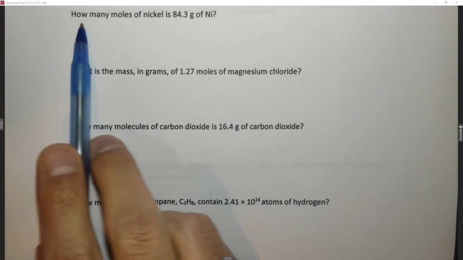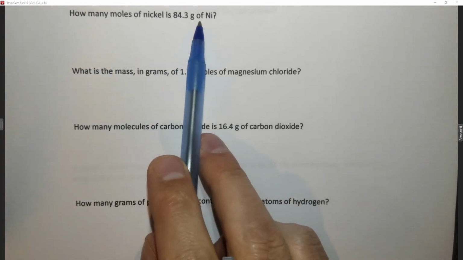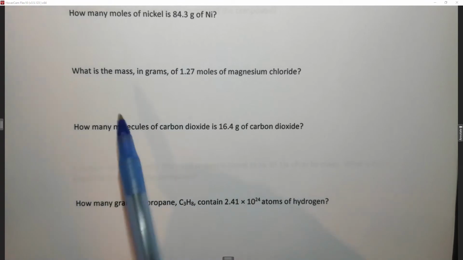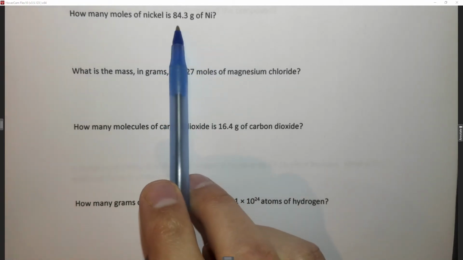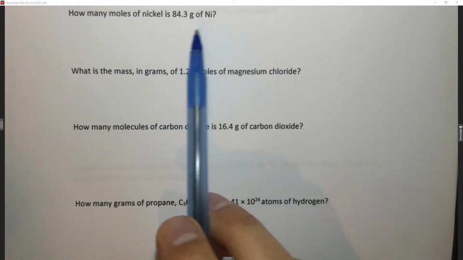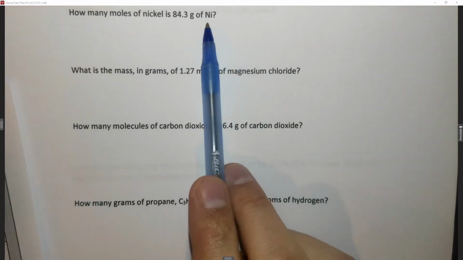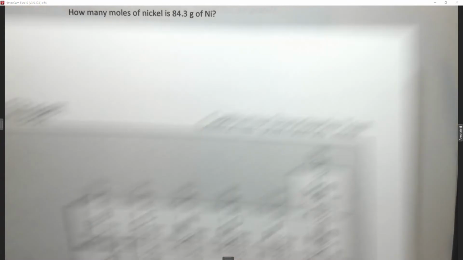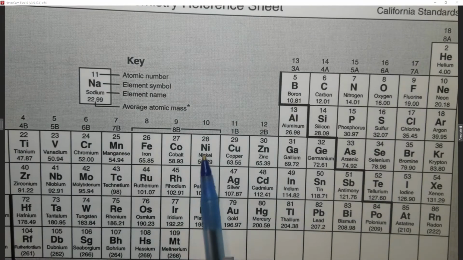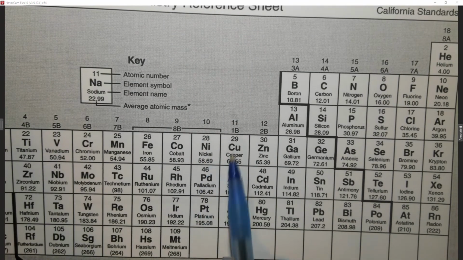The question is, how many moles of nickel are in 84.3 grams of nickel? So we need a way to convert from grams to moles, and as chemists we use this all the time. In order to convert from grams to moles, we need a molar mass. So we have nickel, which is an element, not a compound. So we need to find nickel on our periodic table.